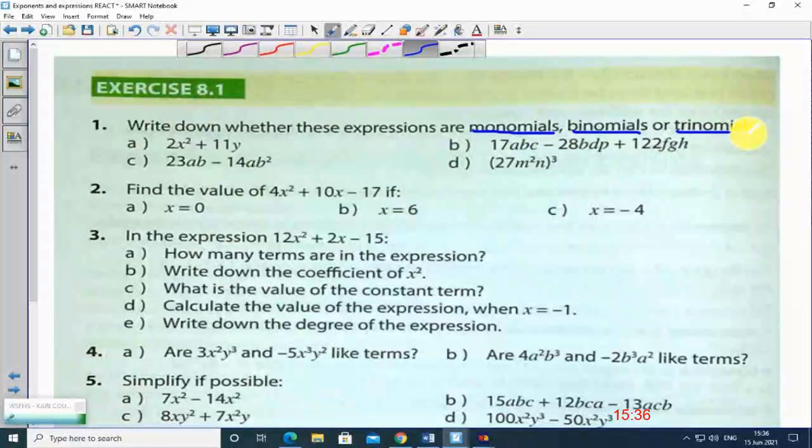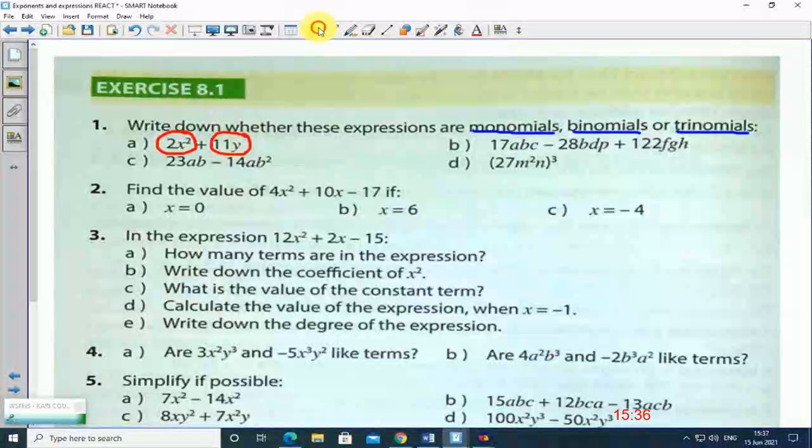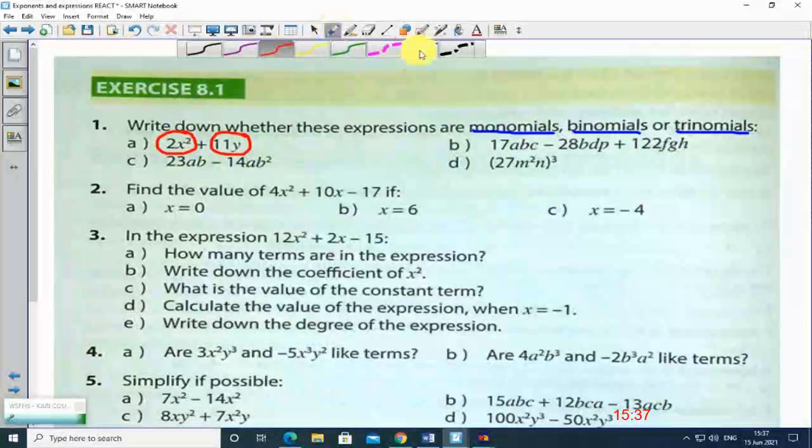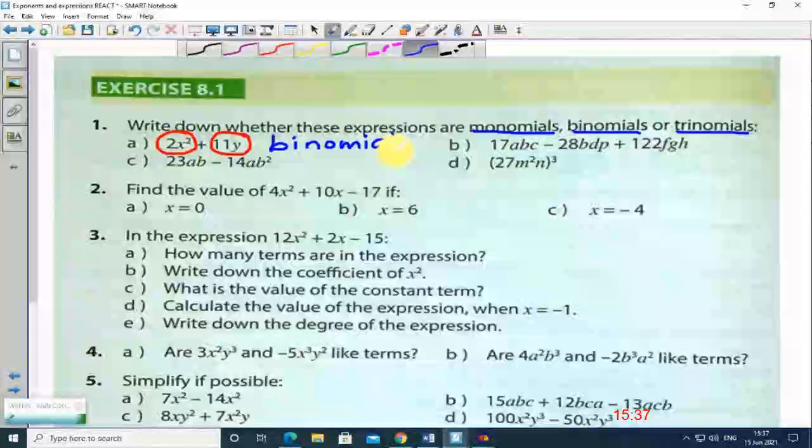Okay, so this one, see this is an x squared term, and this is a y term. It's 2x squared and 11y's. Those are definitely different terms. We couldn't add them if we even tried, because they are unlike terms. And there are two of them, so we'll say this is a binomial. Binomial. Okay, let's look at the next one.